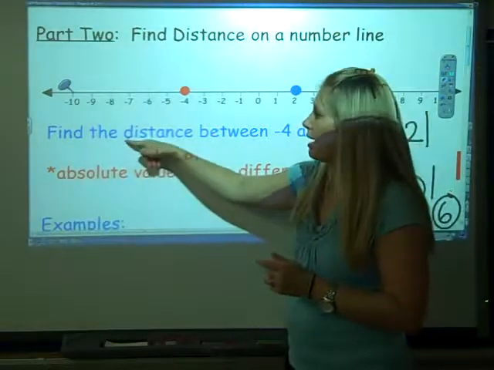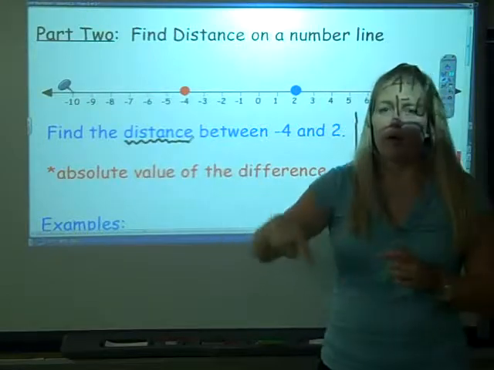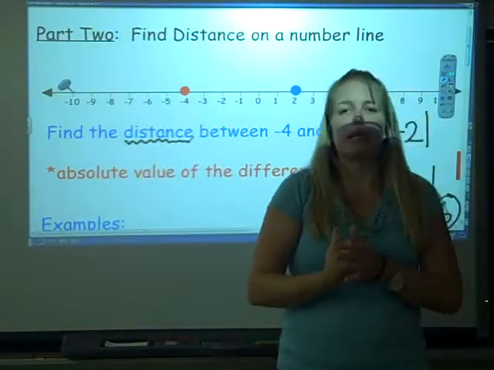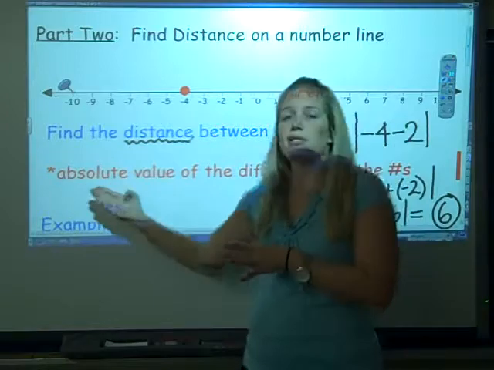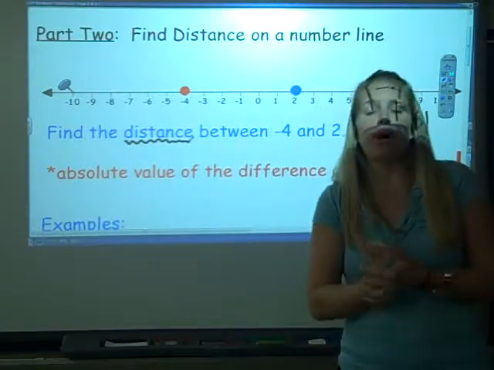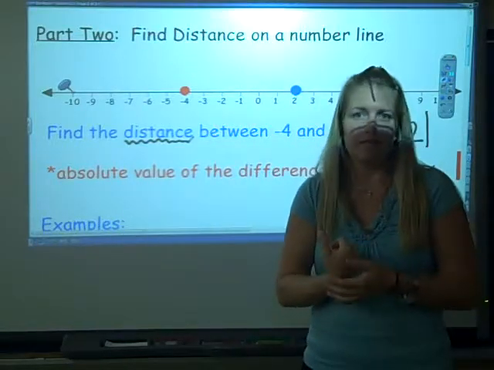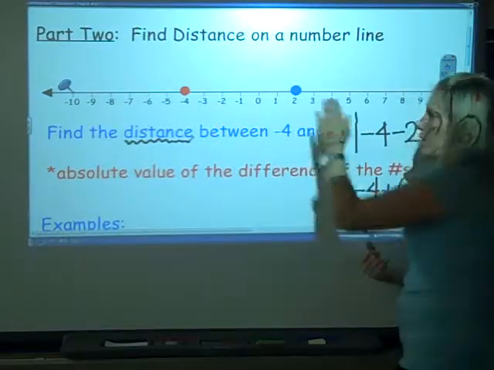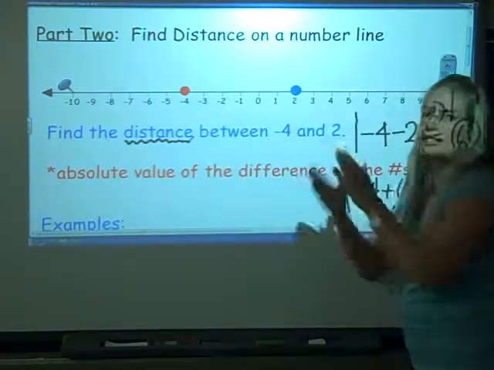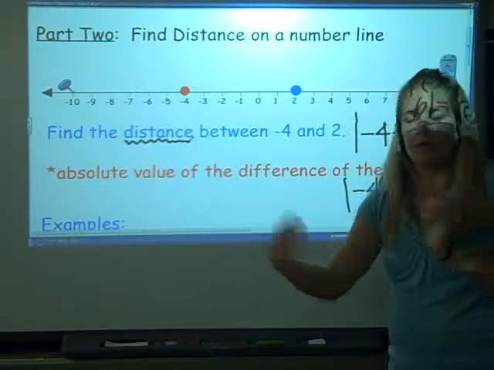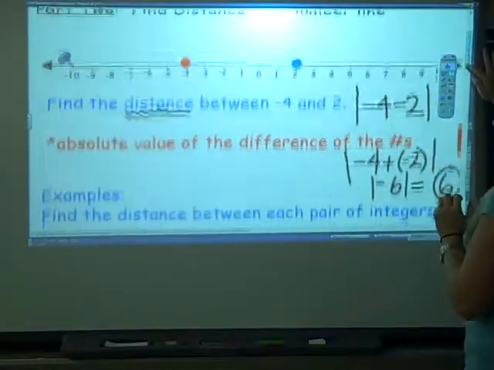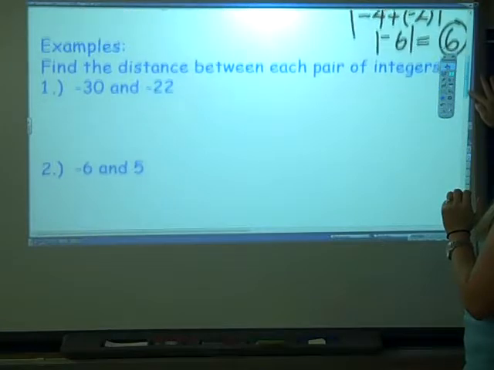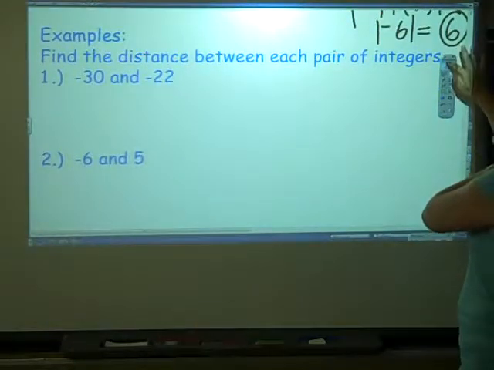Notice we're talking about a distance. Distance cannot be negative. That's why I'm telling you to take the absolute value. It must be a positive answer. You cannot have a negative distance. So these answers cannot be negative. No matter which way we count, there's still 6 spaces between those two numbers. All right, so we'll do one more.